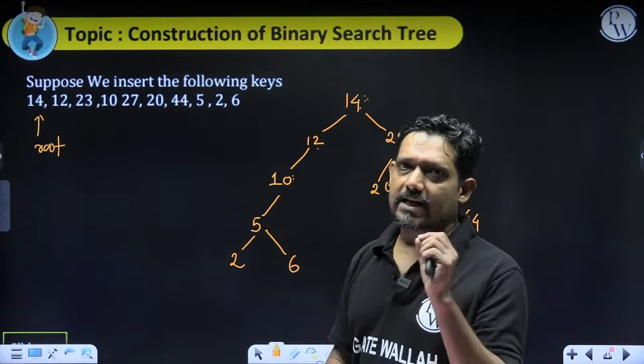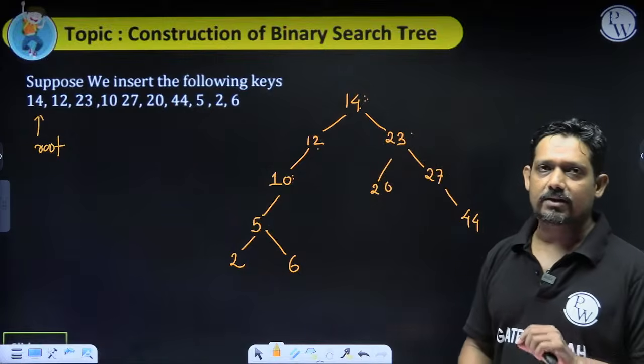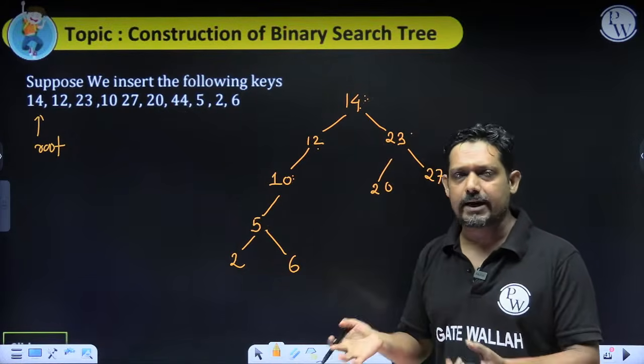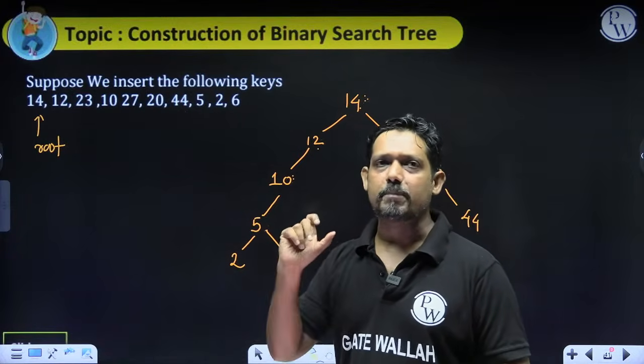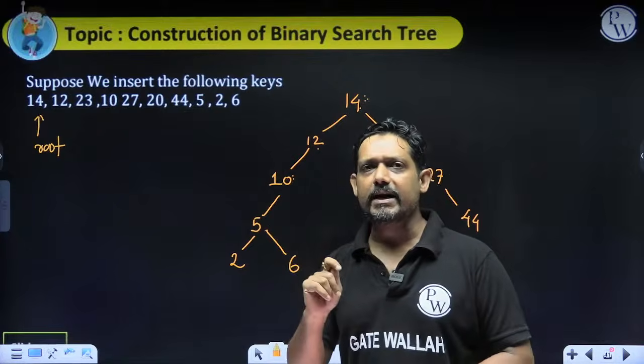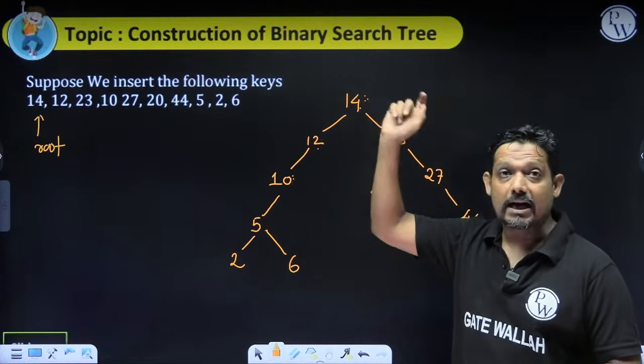Comparison starts from the root node. If it is an empty tree, no comparison is needed. So this tree has been constructed using a binary search tree. Each element is compared, starting from the root.